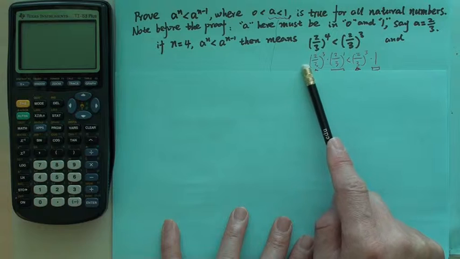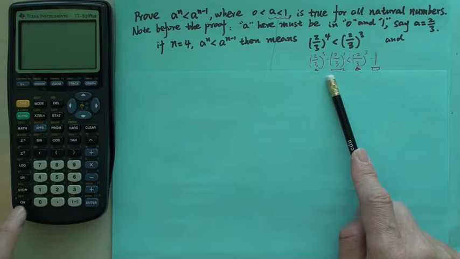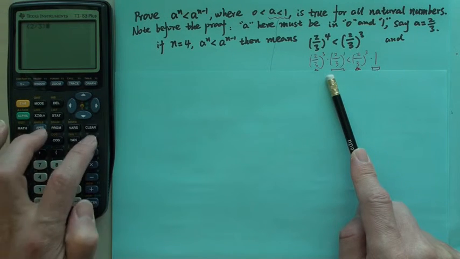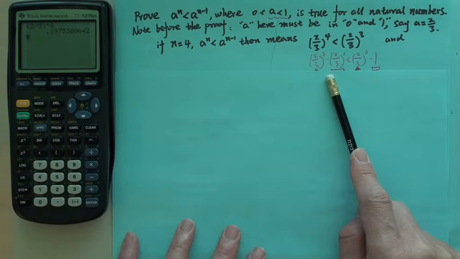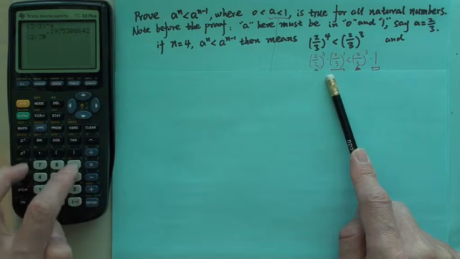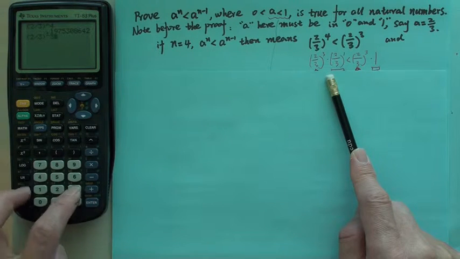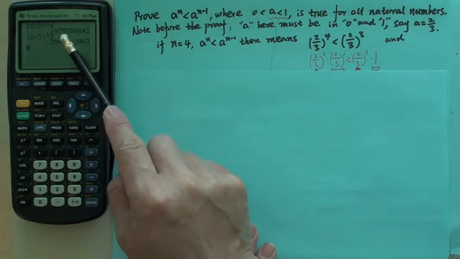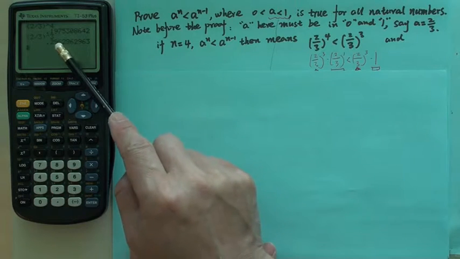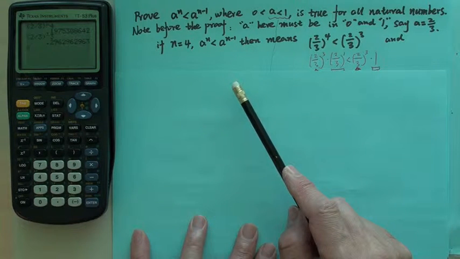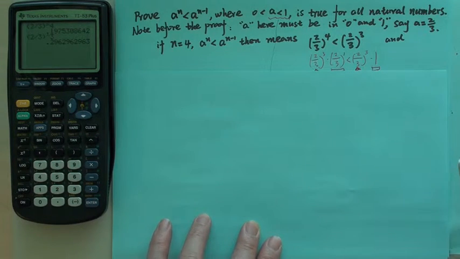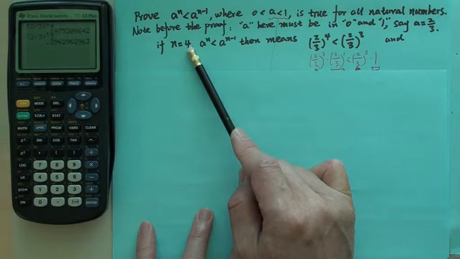You can also use the calculator to find out. You can see down here, (2/3)^4, you hit enter, is 0.19 something. But (2/3)^3 is going to be bigger. You see, the left-hand side is 0.19 something, the right-hand side is 0.296 something.